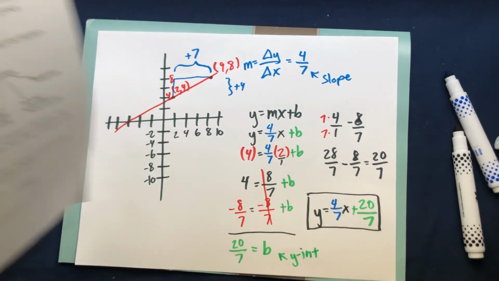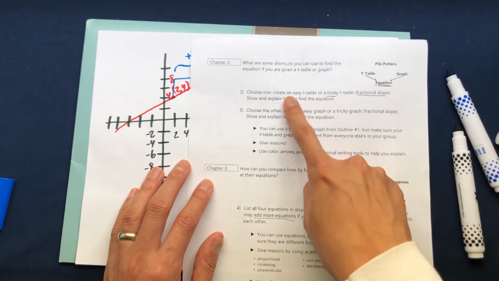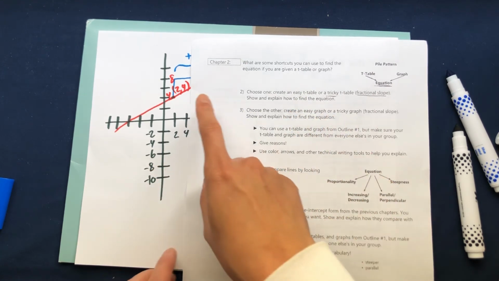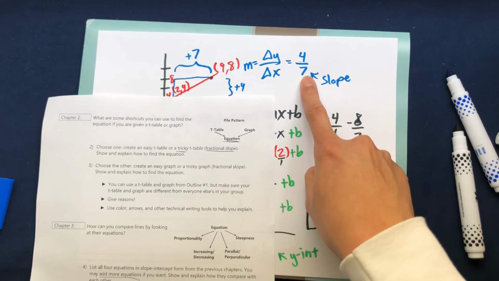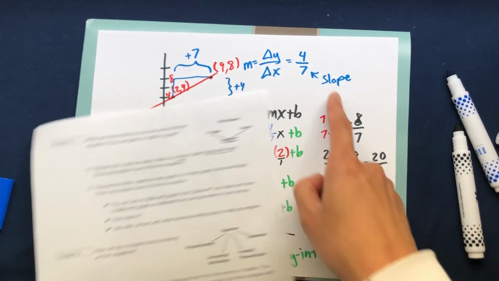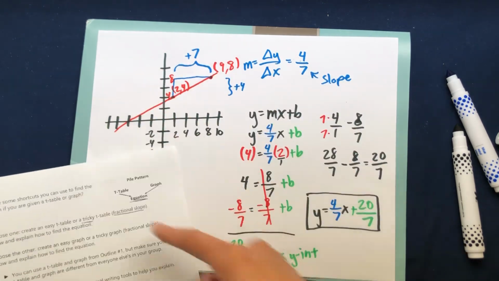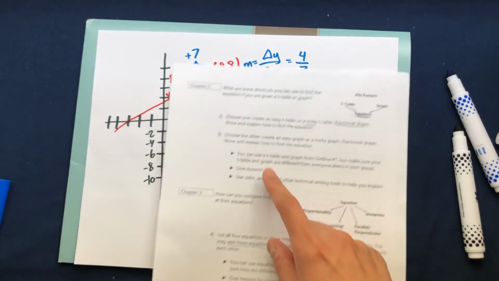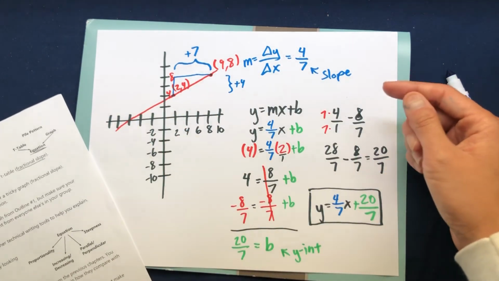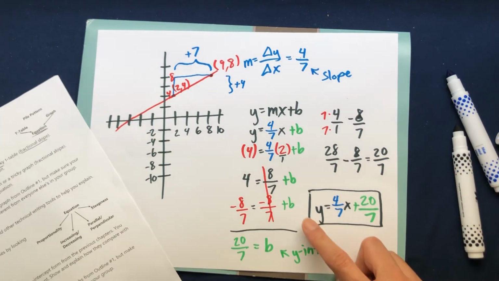So in these instructions, it says create an easy graph or tricky graph. We create a tricky graph because we have a fractional slope. And then show how we found the equation. This is how you show to find the equation. To explain how you find the equation, you gotta explain in words what you did from step 1, step 2, all the way to finding the final equation.